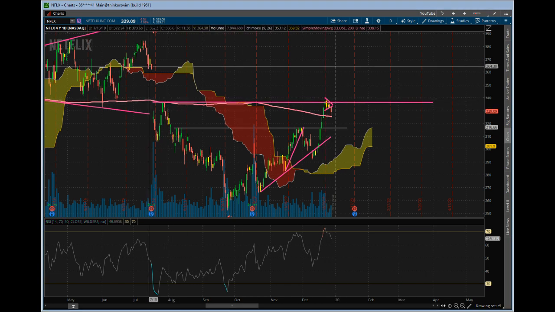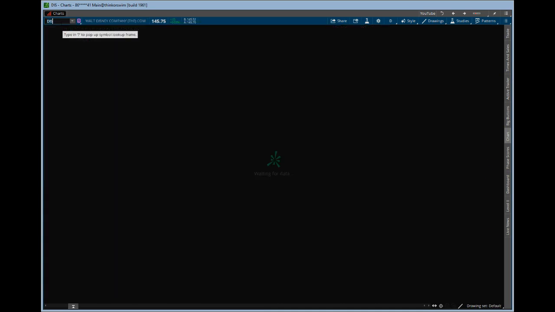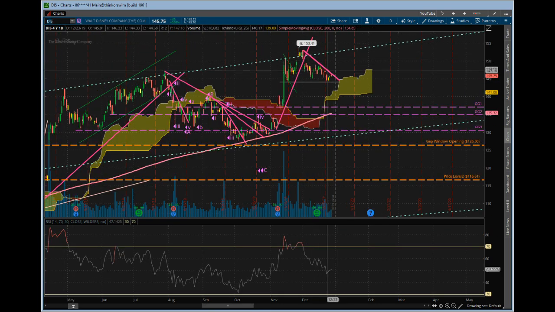And then Disney, we just looked at again. I like how it's consolidating here in this kind of pennant pattern. Definitely a downward trend. I'd like to see it get over that, close above it, and then try to get some increased volume and work its way back up again. So good stuff. Sumit, what's happening?